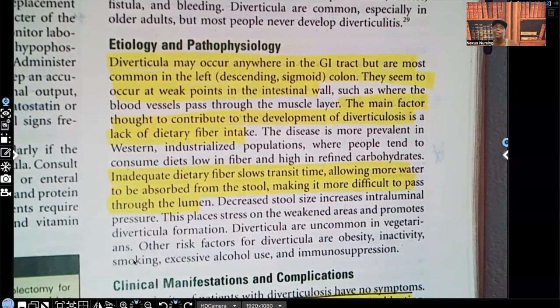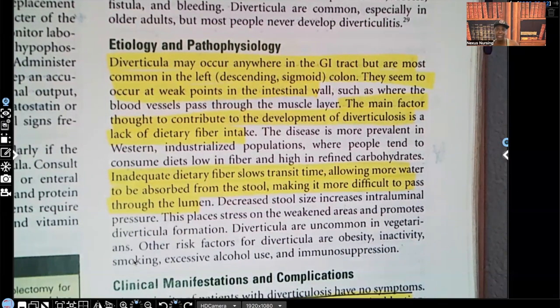Why? Fiber is the guy that says, come with me. So you're eating all this crap that you shouldn't be eating. Fiber gets into your GI tract and it says, hey, come with me, come with me, come with me. And it just pulls everything along as it's going through your GI tract. So when you have a bowel movement, it can be eliminated.